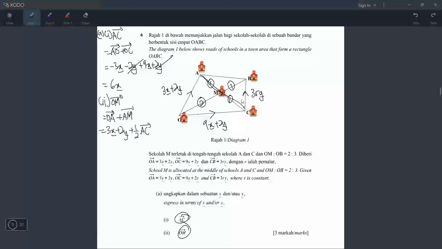A to M is half of A to C. Okay, let's do it. Let's continue. So later the AC I can put 6x. So it becomes 3x plus 2y plus the half of 6x, right?